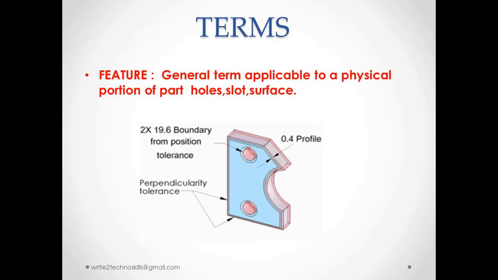So now we'll see some of the terms in GD&T. The first term is feature. So what is meant by feature? Feature is nothing but a shape or a term which is applicable to a physical portion of the part. That is, if this is a part, the holes or the slots or the surface is called as the feature.